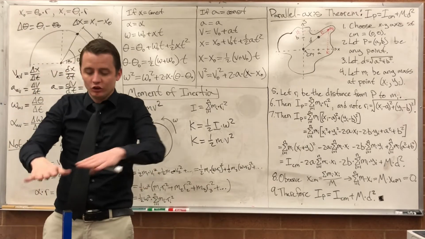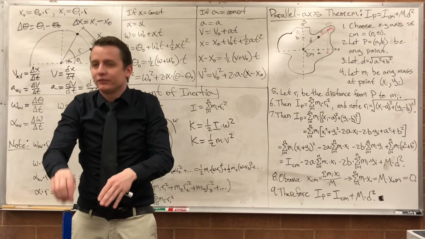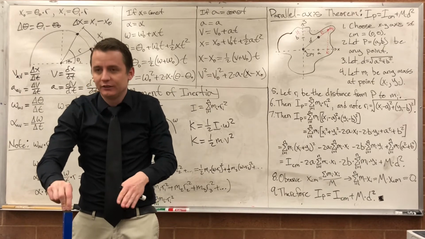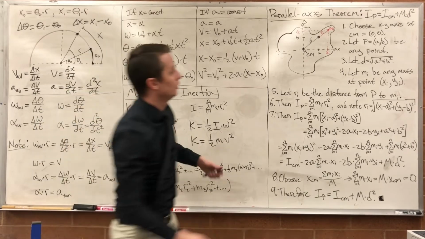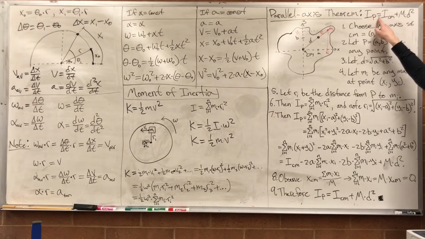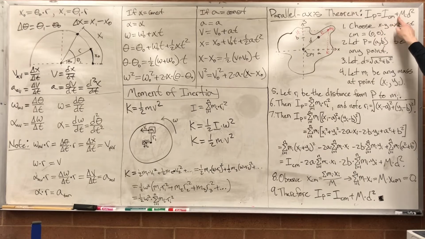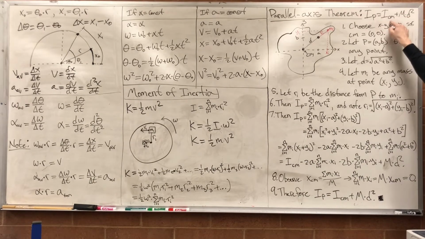Gotcha. No matter where you had to rotate it around, we can reduce it so that the only hard part is figuring out its moment of inertia around its center of mass, and the rest you kind of get for free. So here's initially what we're proving. Your moment of inertia rotating around any point is equal to your moment of inertia around your center of mass plus the mass of the object times the distance squared between the point and the center of mass.